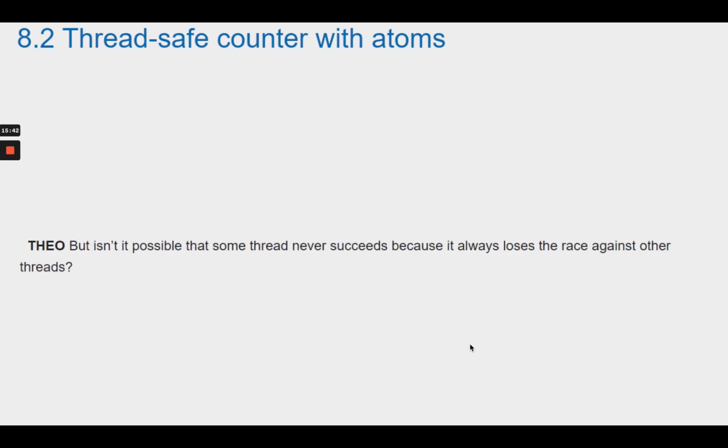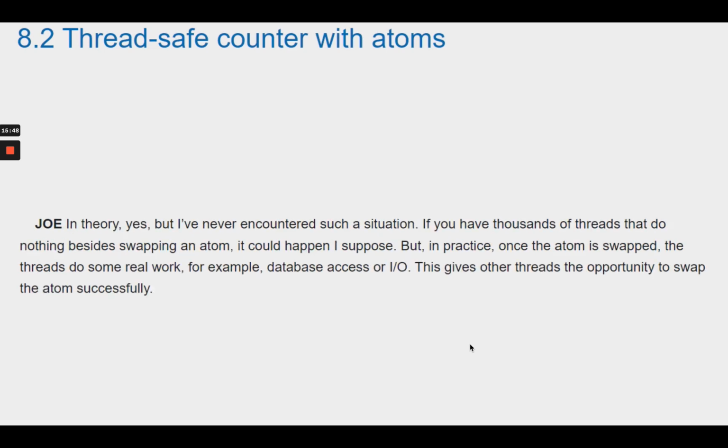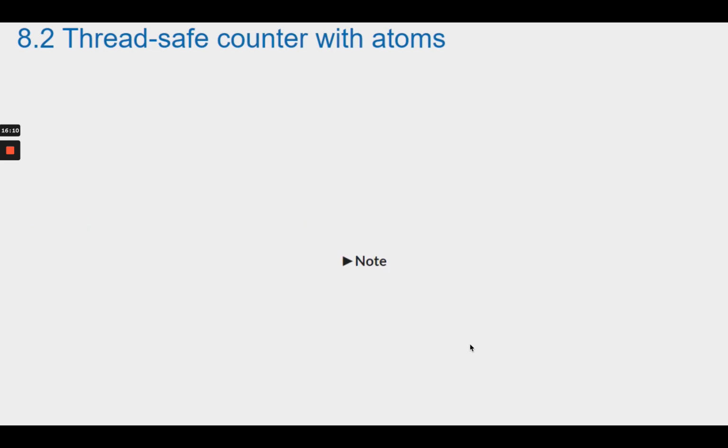Theo: But isn't it possible that some thread never succeeds because it always loses the race against other threads? Joe: In theory, yes, but I've never encountered such a situation. If you have thousands of threads that do nothing besides swapping an atom, it could happen, I suppose. But in practice, once the atom is swapped, the threads do some real work, for example, database access or I/O. This gives other threads the opportunity to swap the atom successfully.